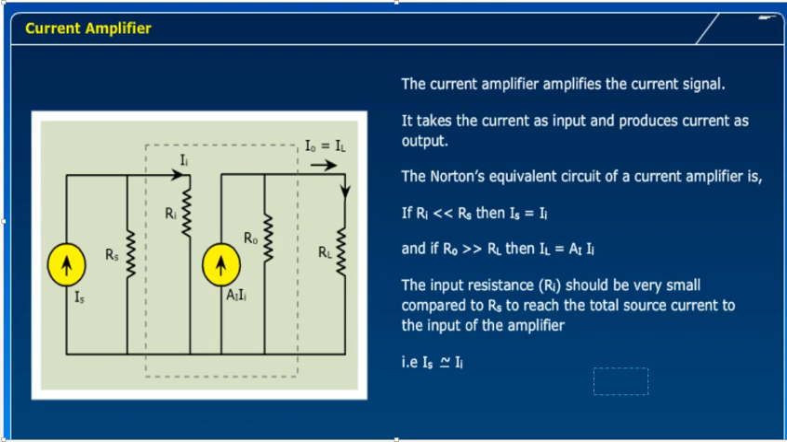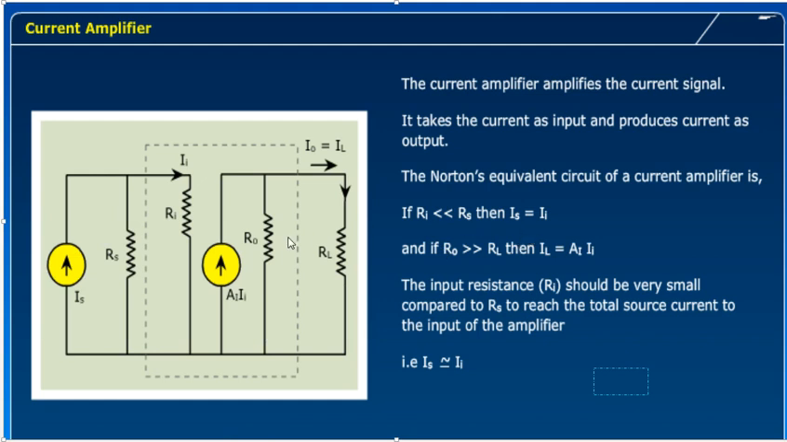Next we see another basic amplifier, the current amplifier. The current amplifier amplifies the current signal. It takes current as an input and produces current as an output. This figure shows the Norton's equivalent circuit of a current amplifier.